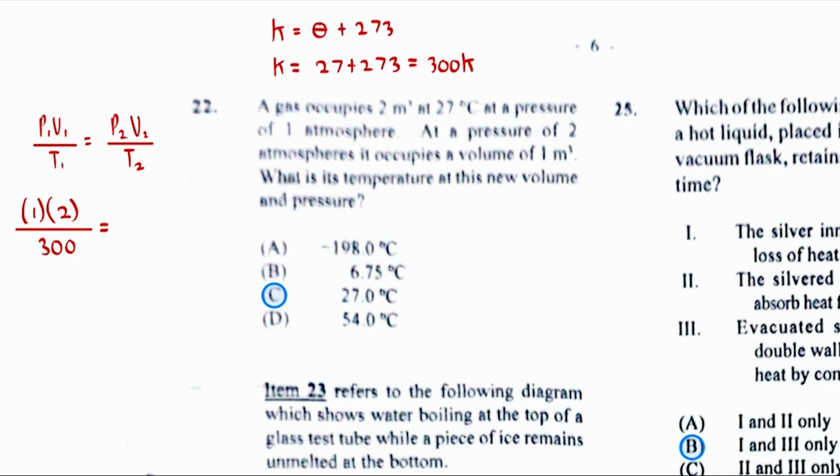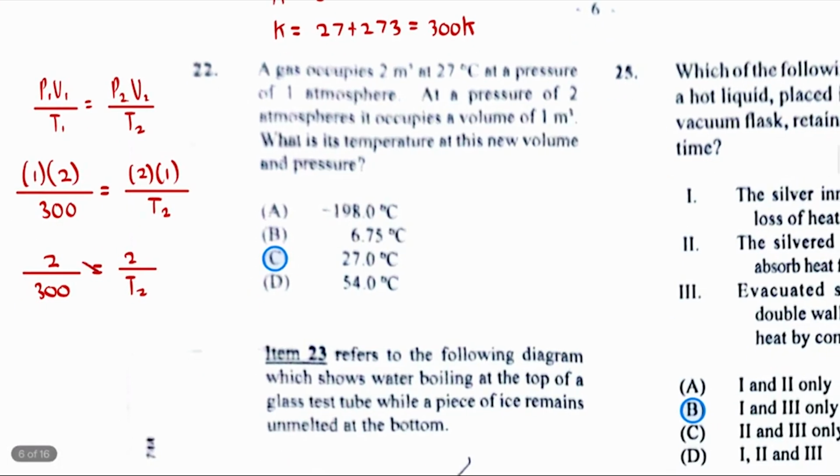Cool. My new pressure is 2, my new volume is 1, and I'm trying to figure out my new temperature. So 1 by 2 is 2, all over 300 is equal to 2 all over T2. So I'm going to cross multiply. If I cross multiply, I'm going to get 2 by T2 is equal to 2 by 300, which is 600.